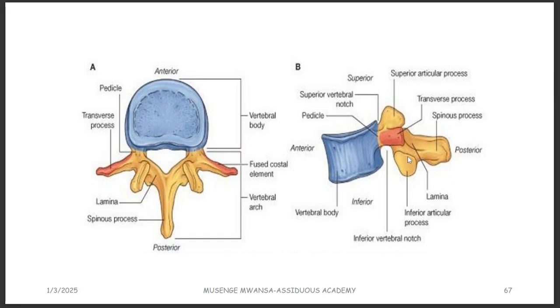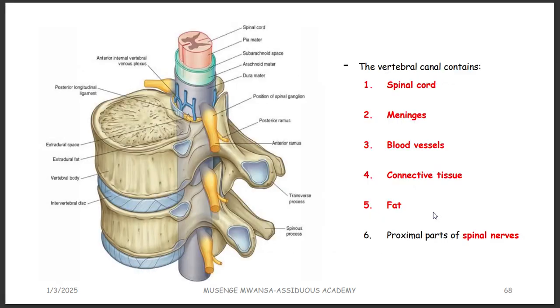And can you see that you are going to have articular processes? This is to be able to articulate with the different parts of the other bones, the inferior articular process and the superior articular process. You can see the vertebral canal is the very middle there, where you are going to have the spinal cord passing. Also the meninges, because the spinal cord is surrounded by the meninges, dura mater, arachnoid mater, and pia mater. You also have blood vessels, connective tissue, fat, and also spinal nerves. These nerves that are coming out, those are the spinal nerves.